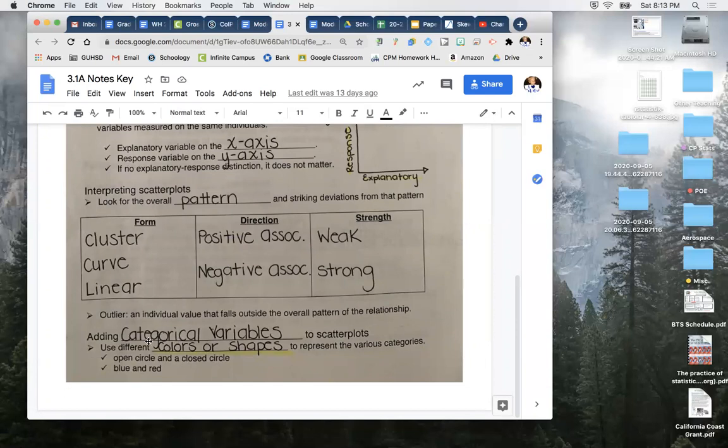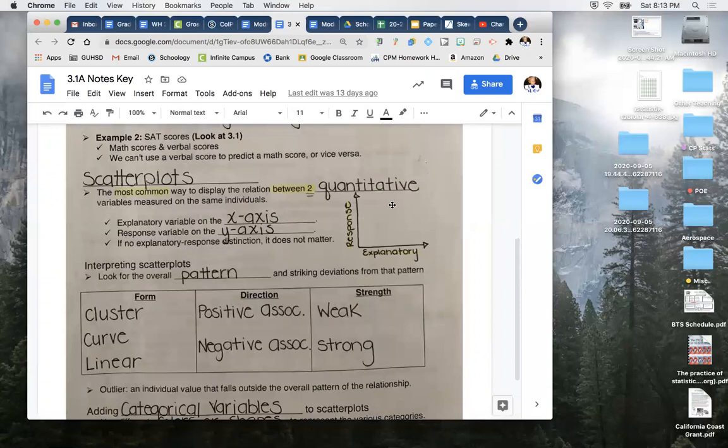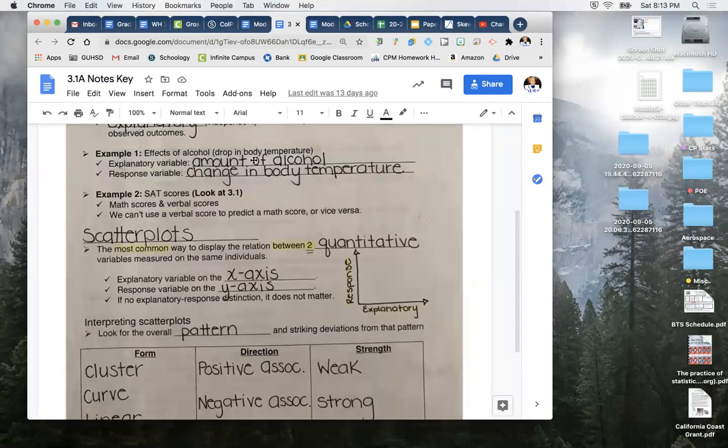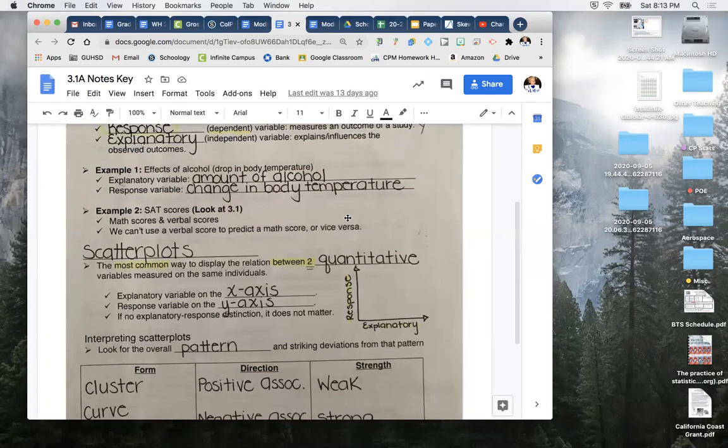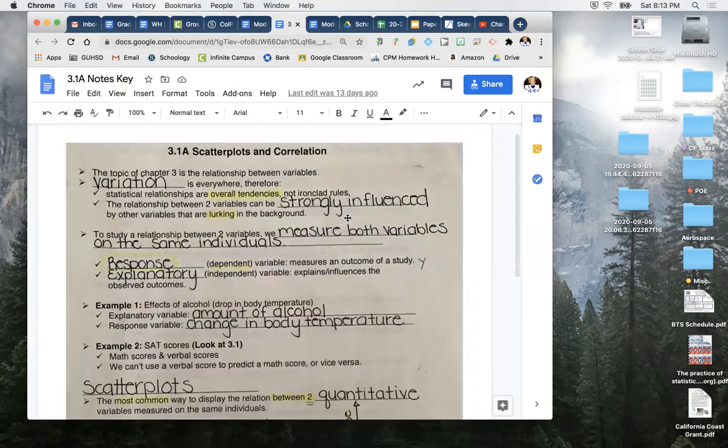Quick mention here that sometimes we will see categorical variables added to them. Like if I wanted to know, do males and females respond differently to this? I might, in my scatter plot, make females a star and males a dot. That way I can see the differences between males and females, to see if their body temperature responds differently to the alcohol.